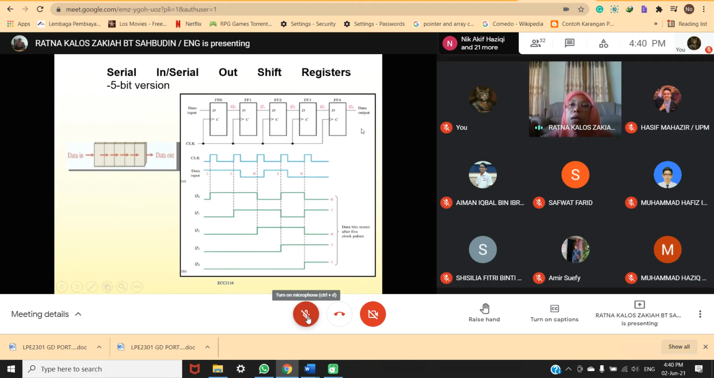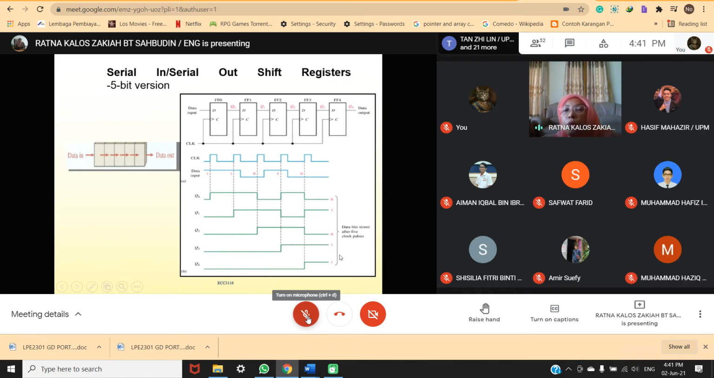And then look at the last one, Q4 here. Q3 is the input. So at this clock, low. At this clock, low. This clock, low. This clock also low. This clock is high, so you have high.